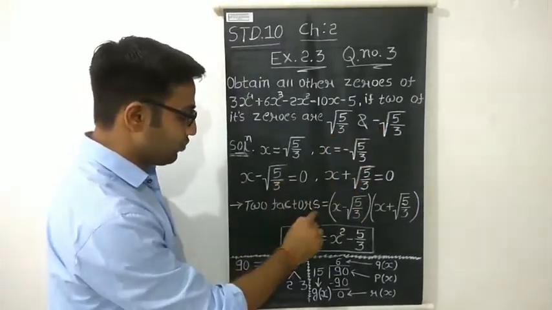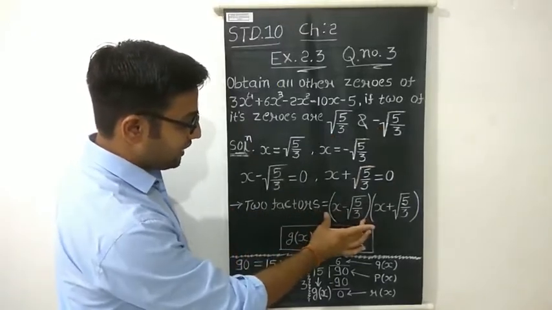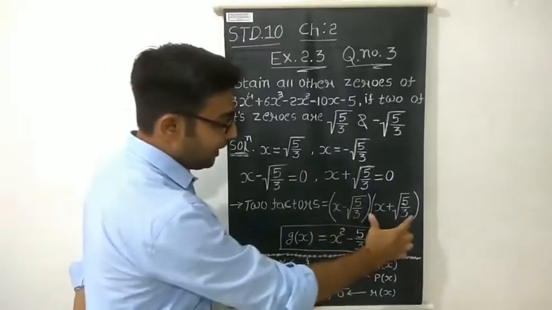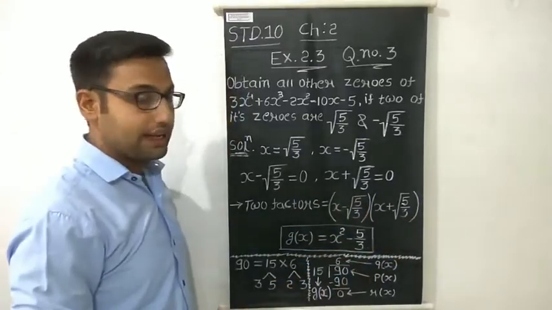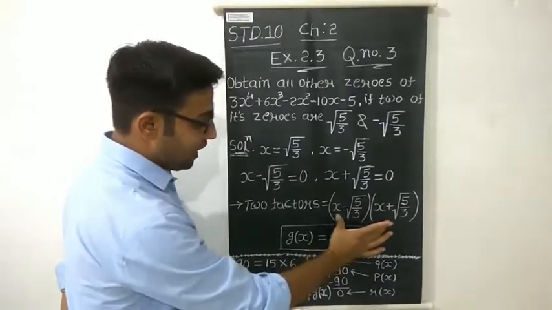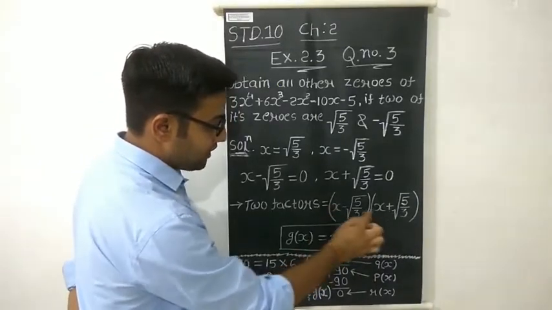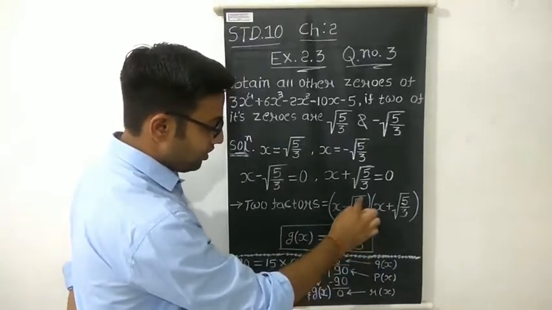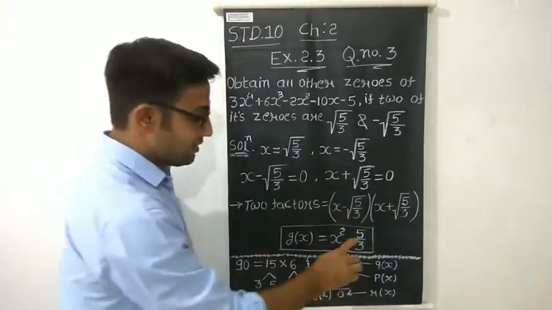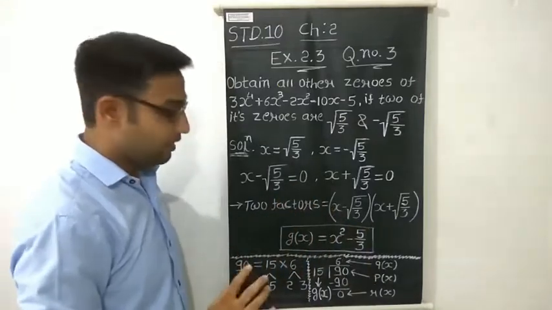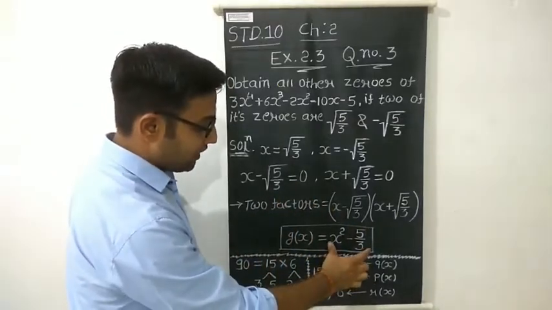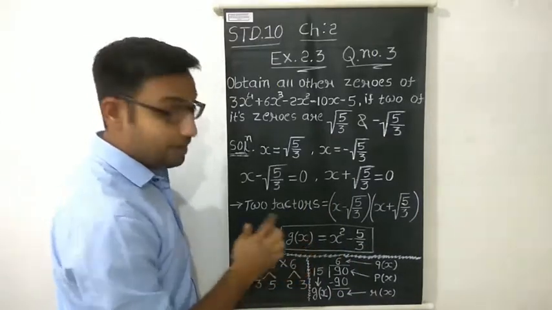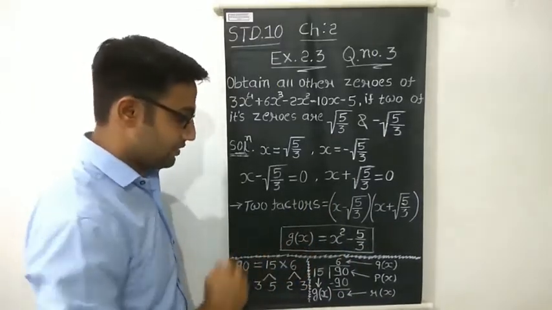Now we will multiply these two factors: x minus root 5 upon 3 and x plus root 5 upon 3. According to the identity, we can write it as x square minus root 5 upon 3 whole square, that is 5 upon 3. So here we get a polynomial, and this polynomial will be our g of x.